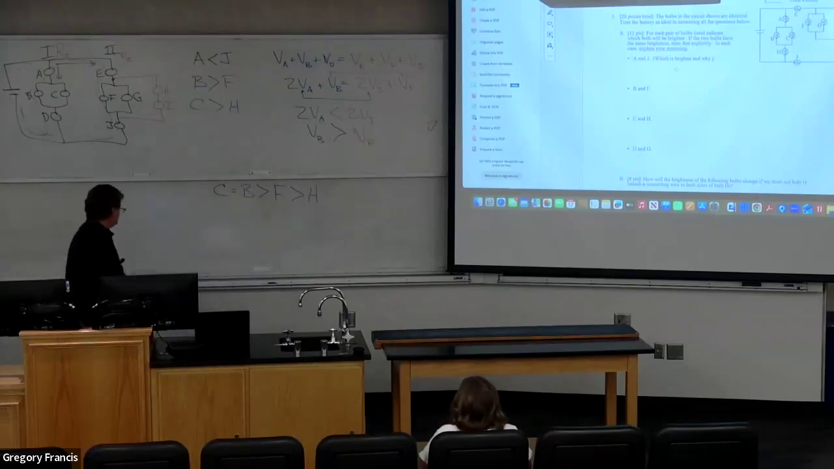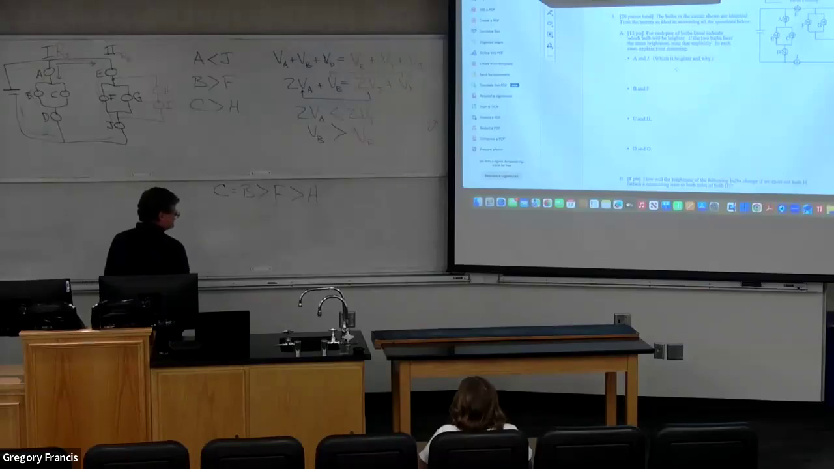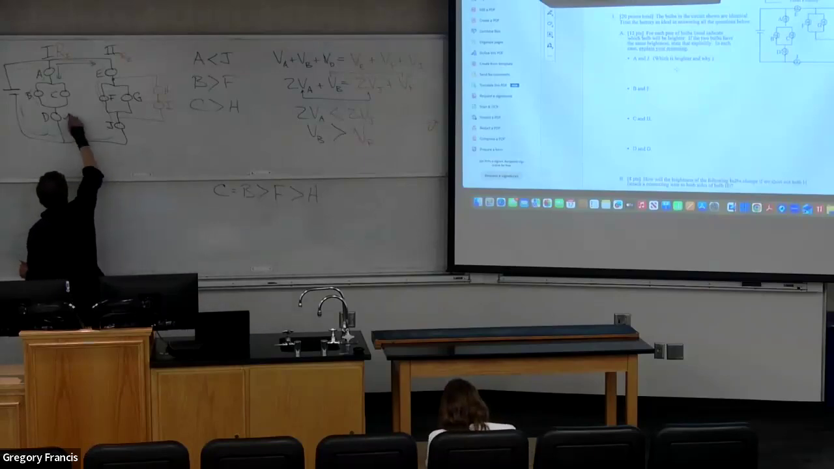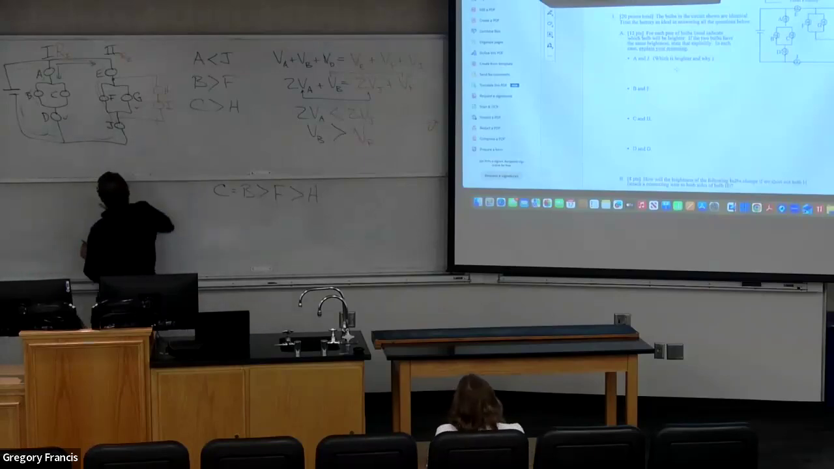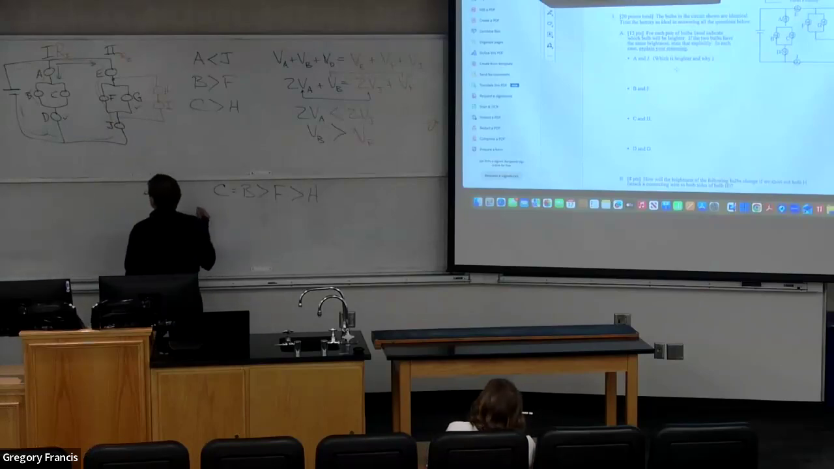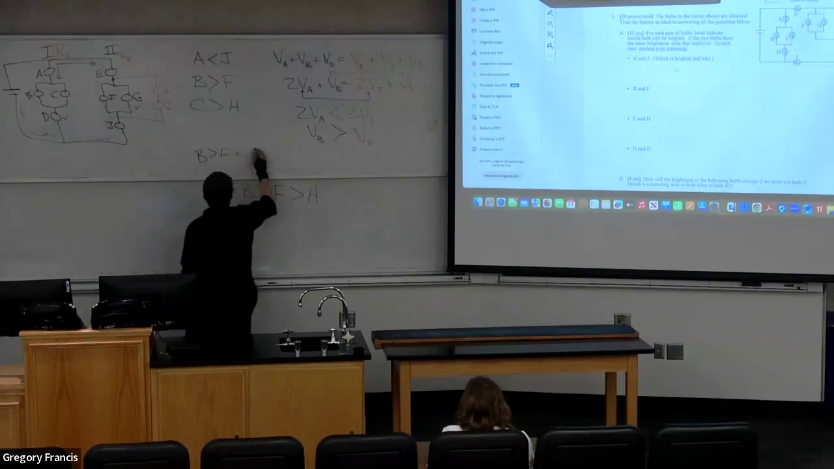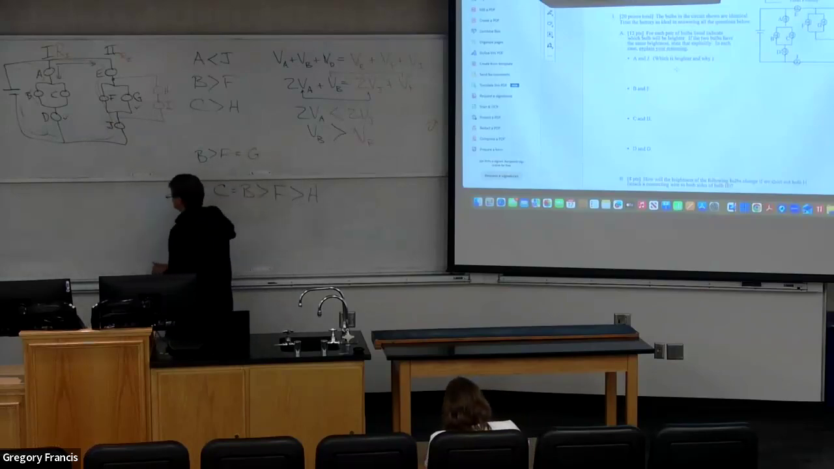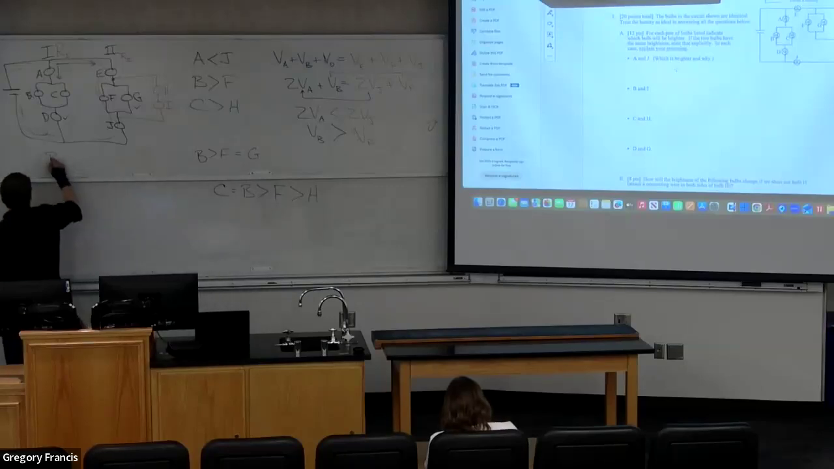Okay, the next ones are D and G. So this one here and this one here. Well, again, I already know that B is greater than F, which is equal to G. So I know that B is greater than G.